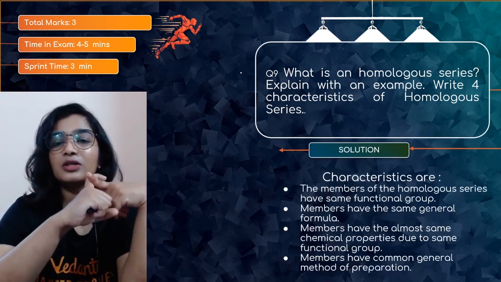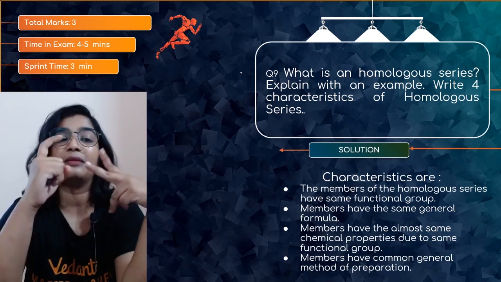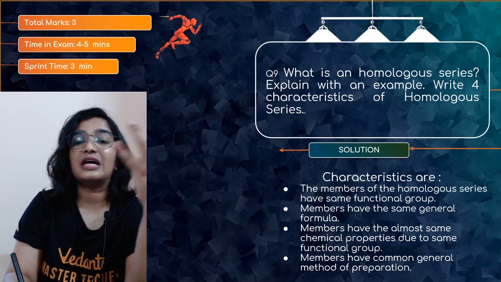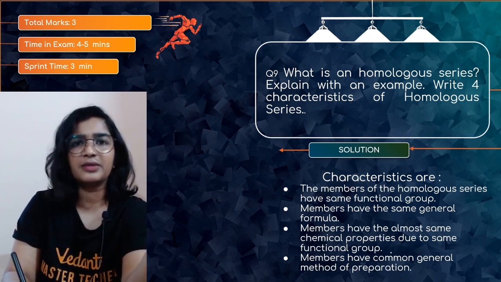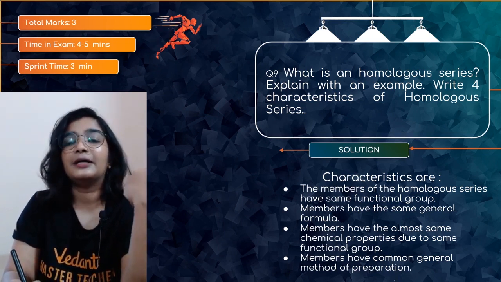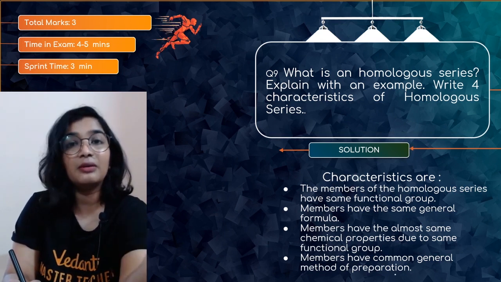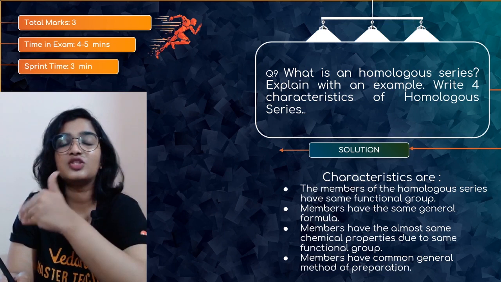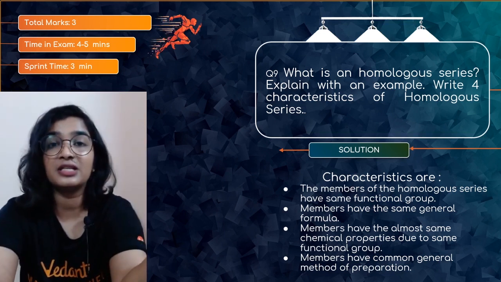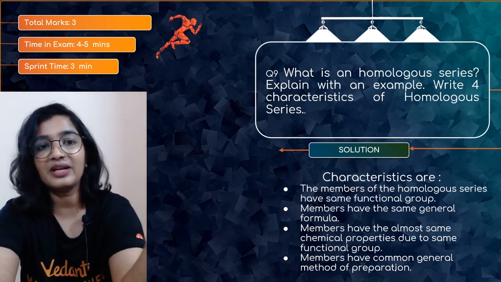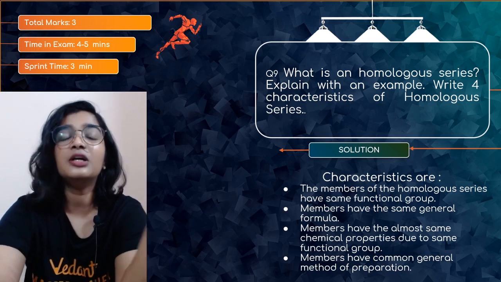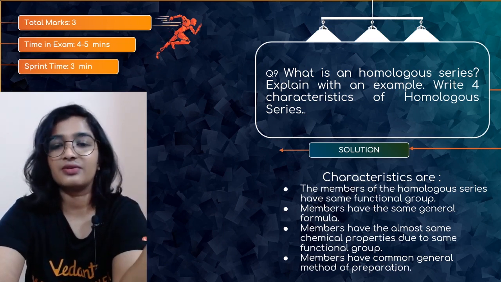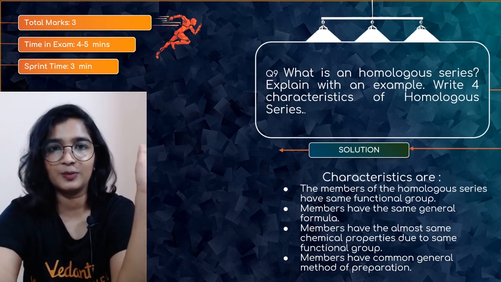So the members of the homologous series have the same functional group. Yes, they can be represented by the same general formula. The members have almost the same chemical properties because of the presence of the same functional group, and they have a common general method of preparation, while their physical properties are different. There will be a gradual change because the physical properties depend on the mass, right? Whereas the chemical properties depend on the functional group present. So you have so many points, you can just write any 4 to 5. Write 5.